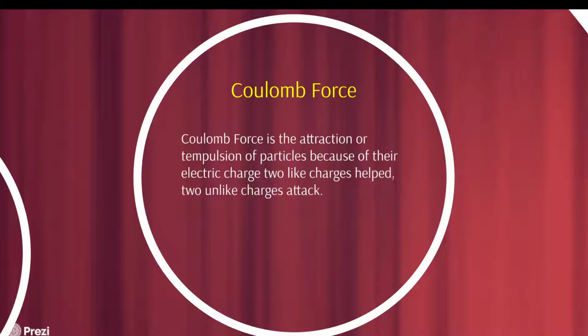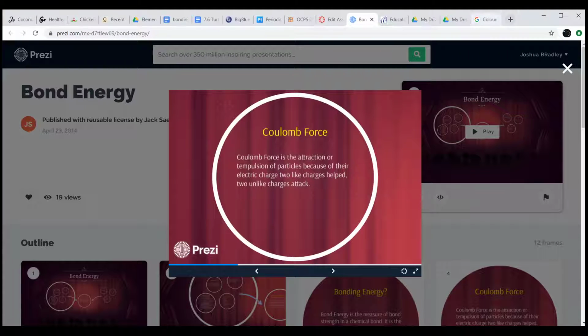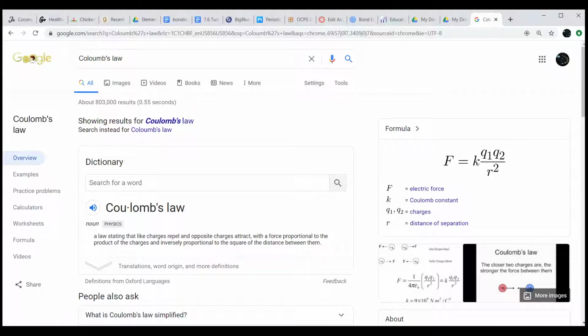The thing that determines this is known as Coulomb force, or more like Coulomb's law. This is a law that I want to get you guys used to right here, where it's going to essentially state that force, in this case electric force, is going to equal K, which is just some constant, times the charge of atom 1, times the charge of atom 2, and all of this is divided by the radius squared.